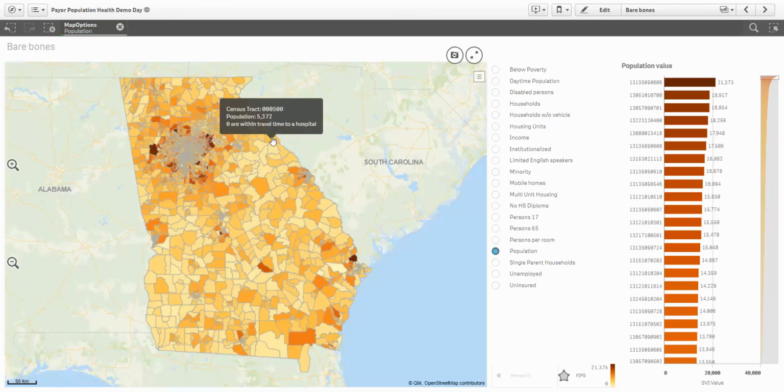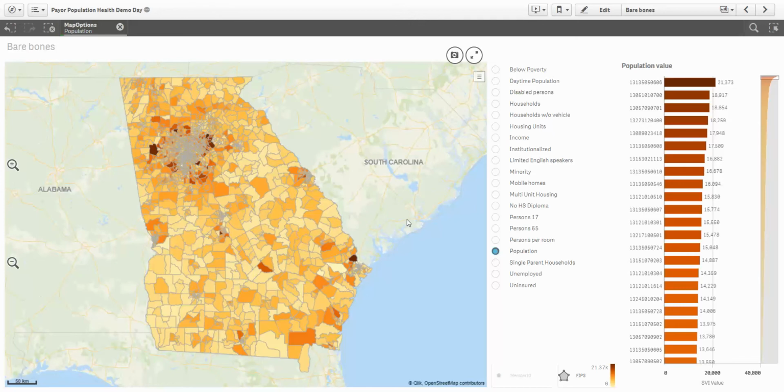So as I look at Georgia, it should be no surprise the population is huddled around the city of Atlanta. That should not be a surprise to you. What I like to see is that same thing for the states where your members are located.